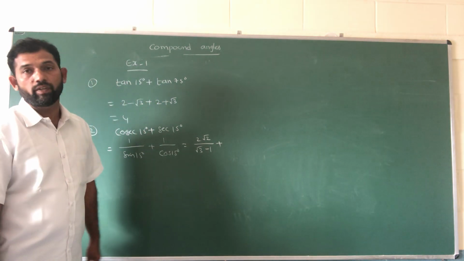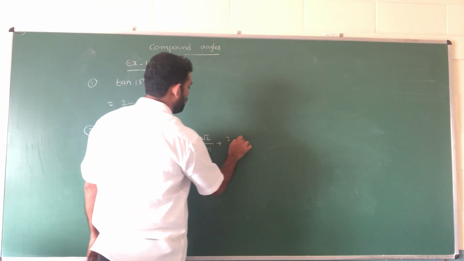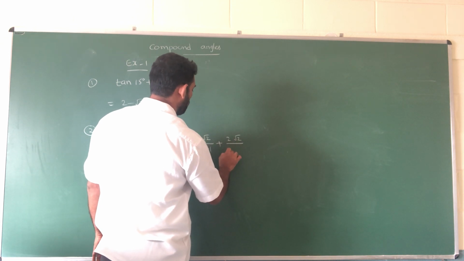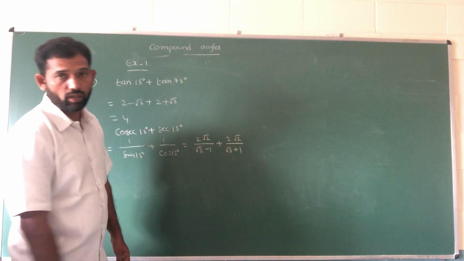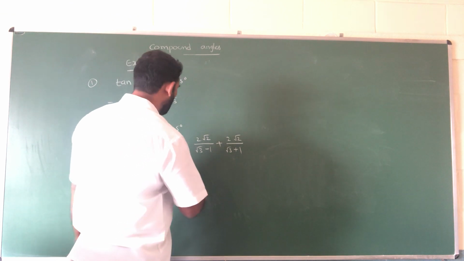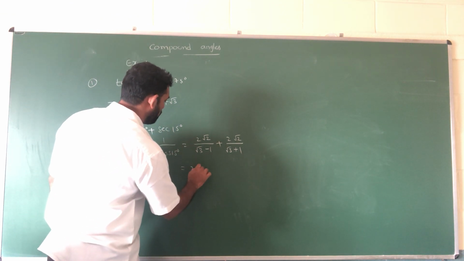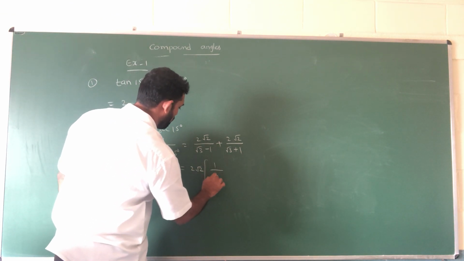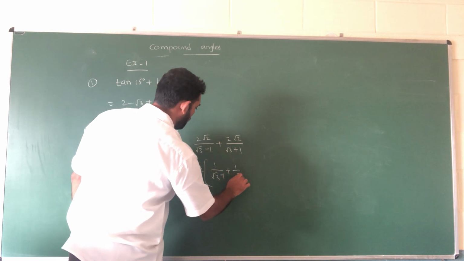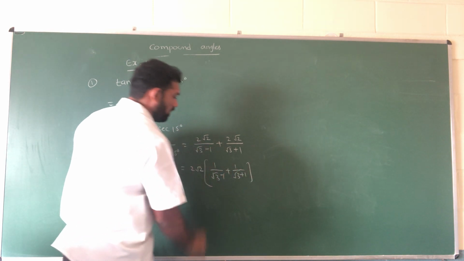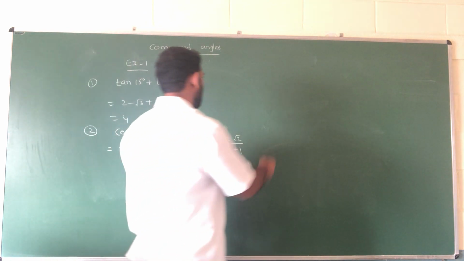Again, cos 15 degrees value is what? 2 root 2 divided by root 3 plus 1. So in the numerator, what value is common? 2 root 2 is common. 1 by root 3 minus 1 plus 1 by root 3 plus 1. Again you do simplification.